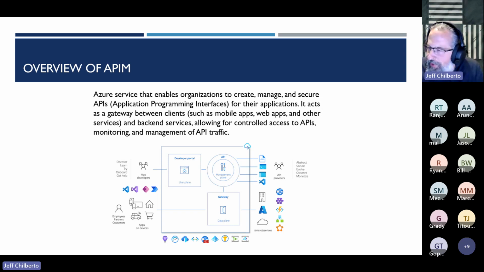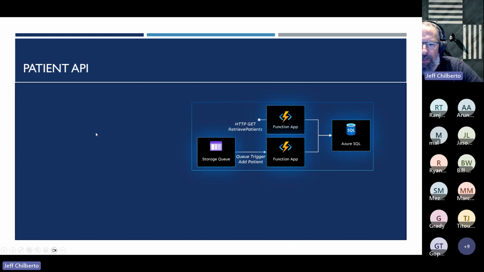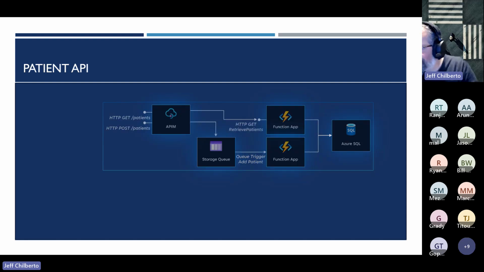Before we start on the features, let's discuss a simple scenario that we will use throughout the presentation. So here's a typical scenario supporting the ability to retrieve and add patients to a database. This was implemented using Azure SQL, Function Apps, and Azure Storage Queue. Our retrieve patient API supports HTTP GET operation. The add patient operation is triggered when an entry is added to the add patient queue. So now we want to expose this functionality. This is where APIM comes in.